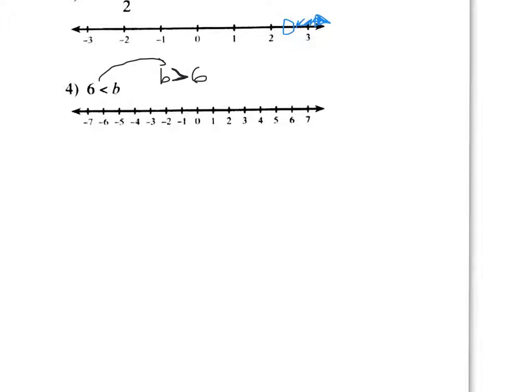There's no equal sign under it, so I go to 6. I put an open circle. Let me change colors here. Put an open circle at 6. And then now my arrow's pointing to the right, so I shade to the right and put an arrow on the end. So rewriting it with the variable on the left side always helps me in terms of being able to graph the inequality.